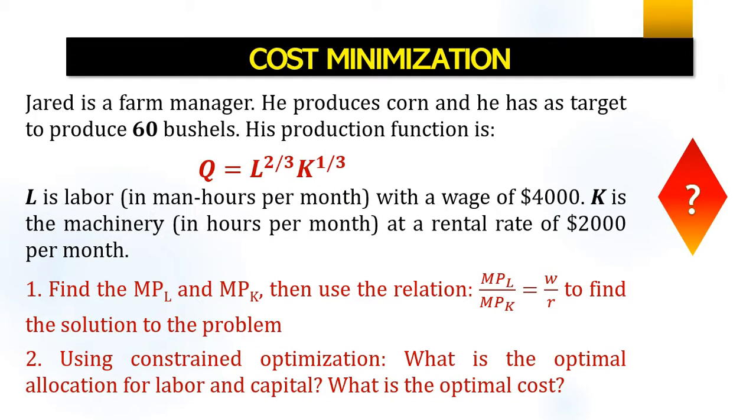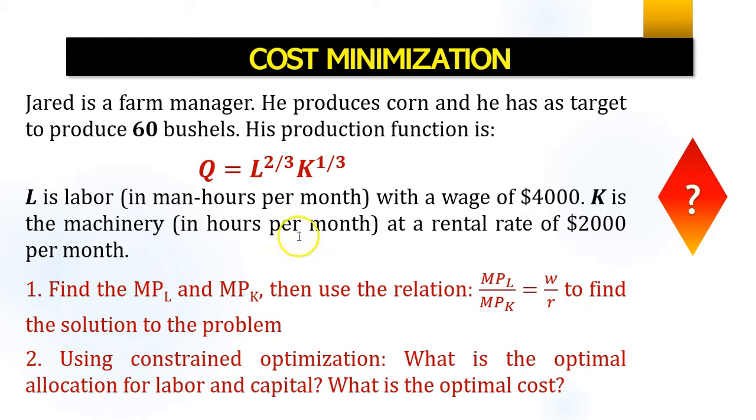Jared is a farm manager. He produces corn and he has a target of 60 bushels. His production function is the following, where L is labor in man hours per month with a wage of $4,000 per month, and K is the machinery in also hours per month at a rental rate of $2,000 per month.